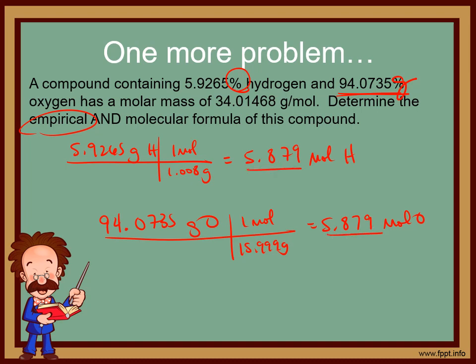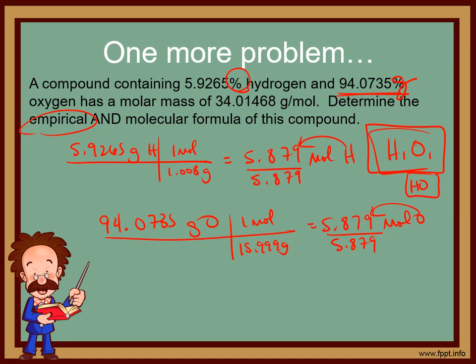I'm going to divide by the smallest. They're both the smallest because they're the same, 5.879, 5.879. So when I do that, my hydrogen turns into a 1, and my oxygen also turns into 1. My empirical formula is H1O1, or OH. Good. So now that I have the empirical formula, let's go ahead and find the molecular formula.